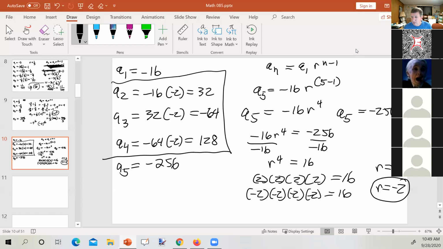Wait, I have a question. You said it could either be r equals 2 or r equals negative 2. How are we supposed to know which one it is? Because, as I talked about a minute ago, if I use r as 2, I'd get negative 16 for the first one, negative 32 for the second one, negative 64 for the third one, negative 128 for the fourth one. And that would give me three negative means, and they said they wanted two positives and one negative. So you have to solve the puzzle. You have to think, which one of these would give me what they asked for? Okay, that makes sense.